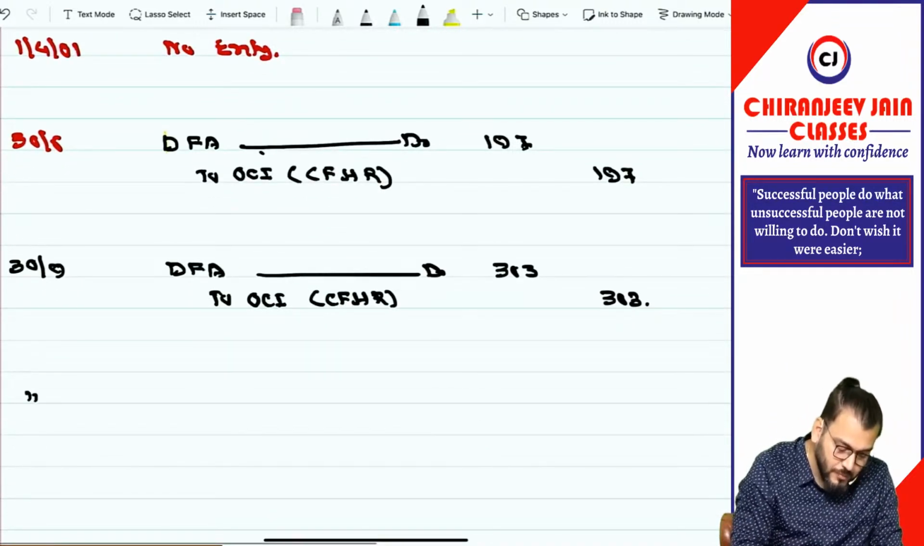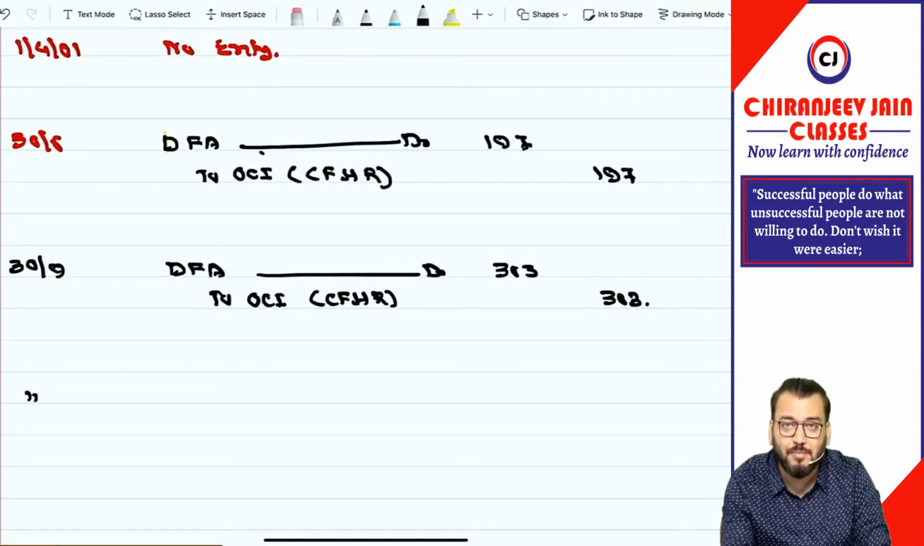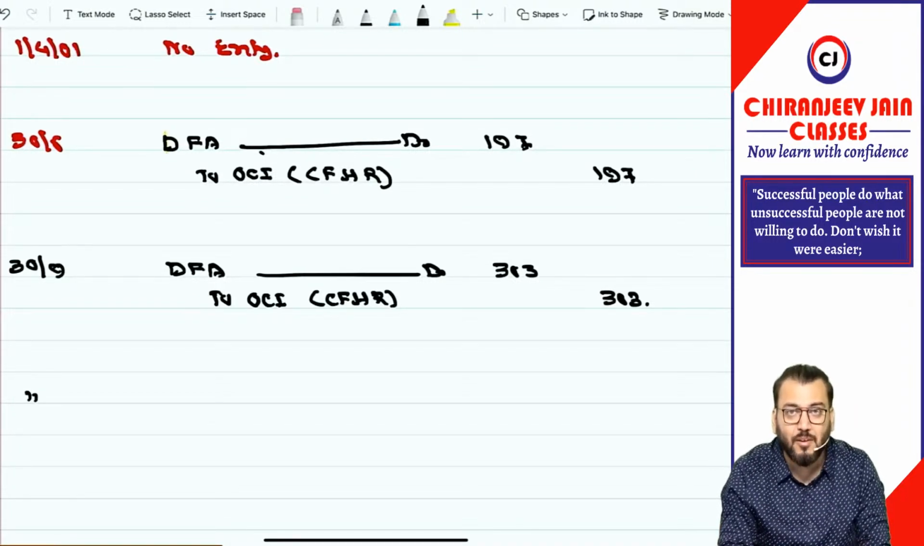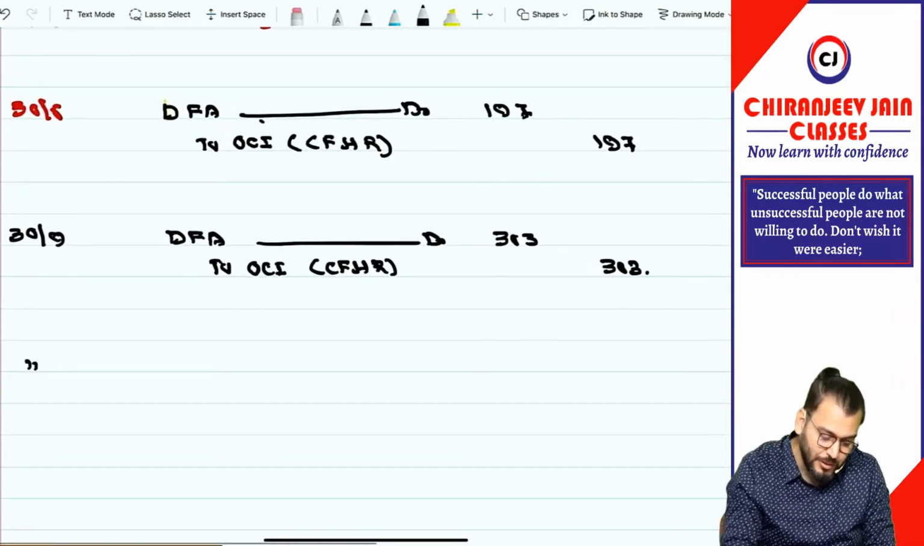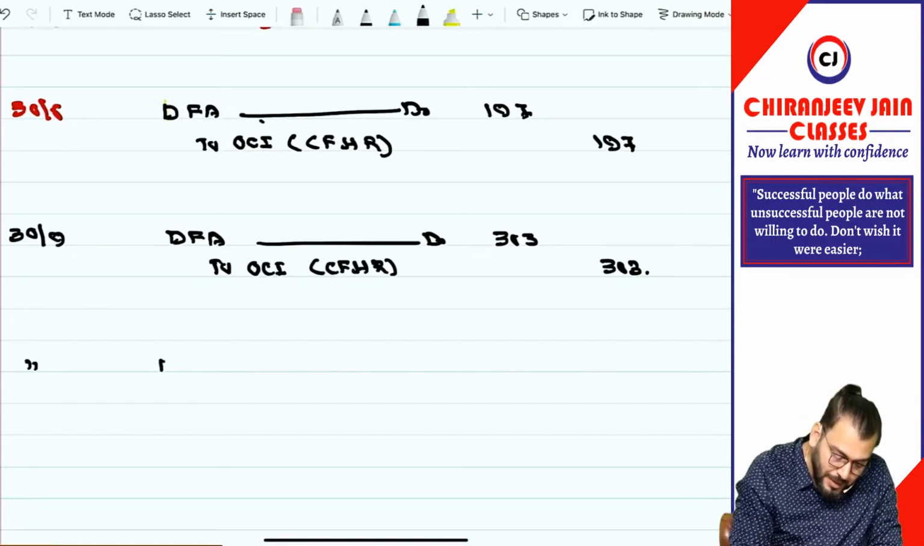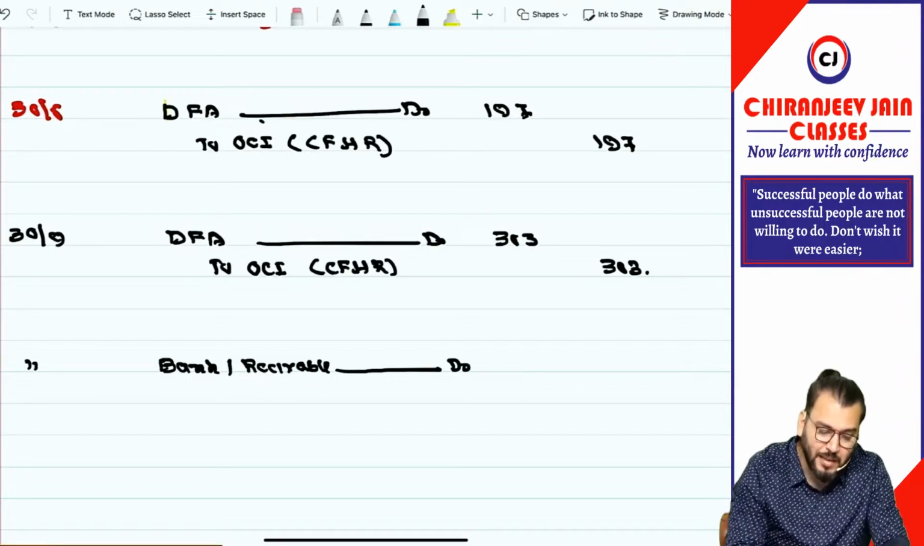Now on the same date, we'll sell the inventory. If we sell the inventory, what journal entry will we do? Bank account debit to revenue. Or you can say trade receivable, because we don't know whether that amount is received or not received. So bank account debit to revenue.